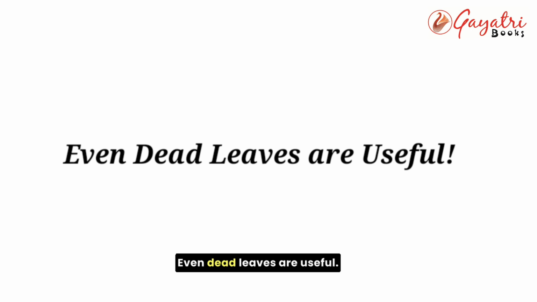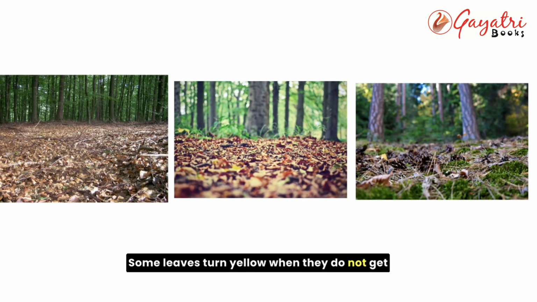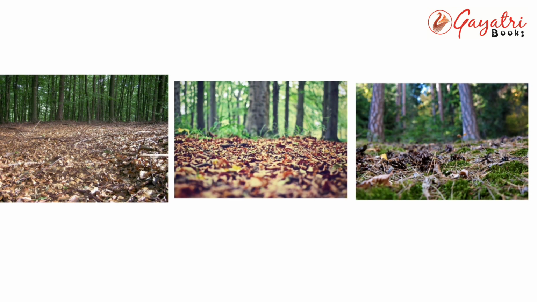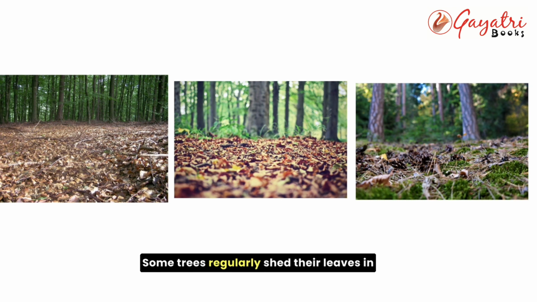Even dead leaves are useful. Some leaves turn yellow when they do not get enough sunlight or water to prepare their food. Such leaves fall off. Some trees regularly shed their leaves in a specific season of a year. Dead fallen leaves should not be burnt as this activity pollutes the air. Dead fallen leaves are very useful. When leaves fall on the ground, insects and worms break them into compost, a rich manure for plants. The compost makes the soil rich and healthy for plants.